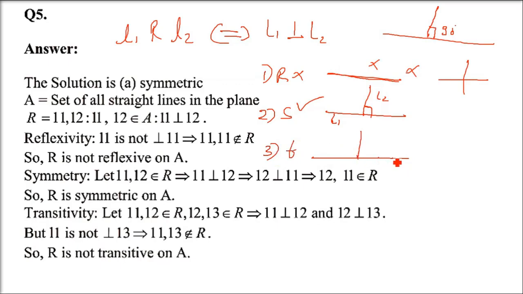Transitive. One line is perpendicular to another one. The third line is perpendicular to the second one. Are they parallel? No. Are they perpendicular? No, they can be parallel. So this is not transitive. So it is only symmetric.